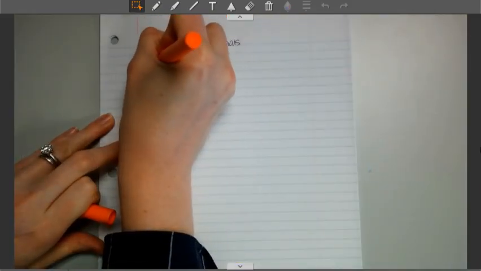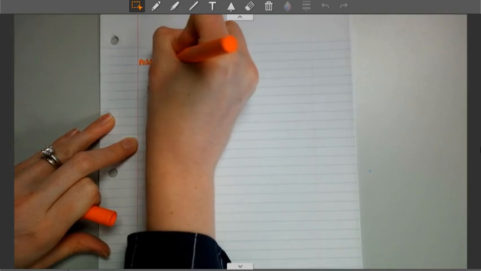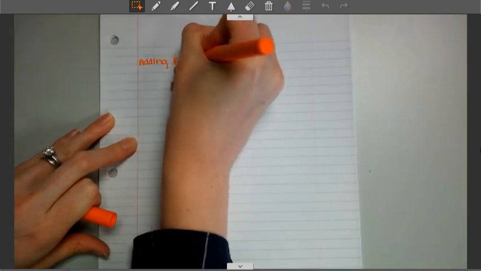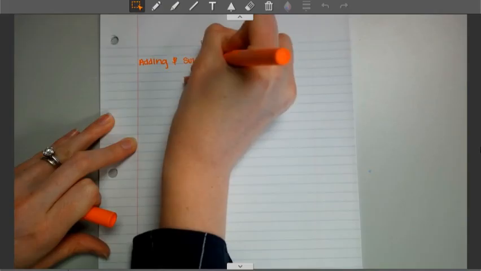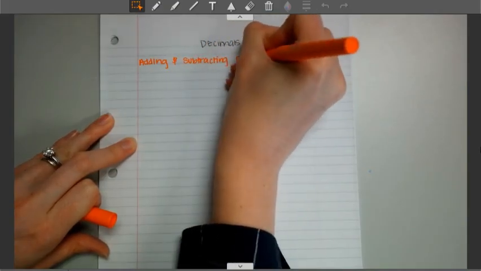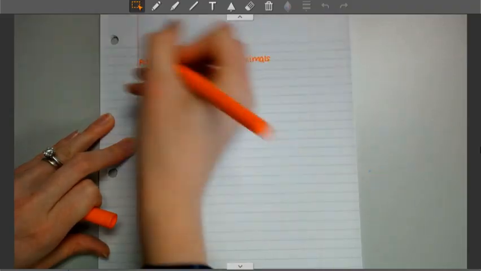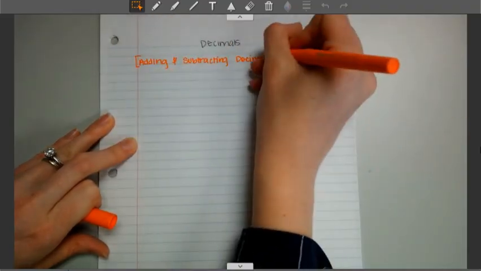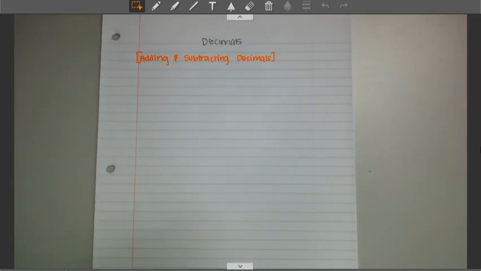So we have adding and subtracting decimals, because the rules for adding and subtracting are going to be the same, whereas we're going to get a little bit different when it comes to multiplying and dividing. Hopefully most of this is a review, but make sure you're writing all of this down in your spirals.